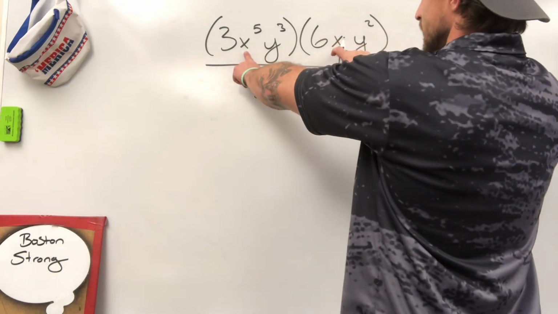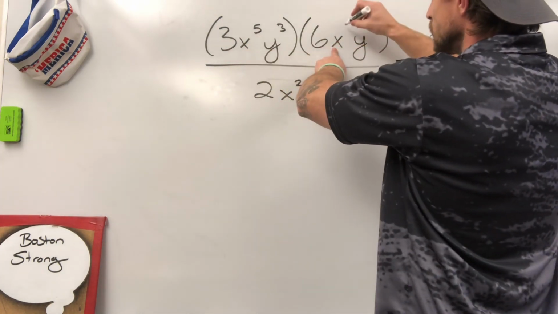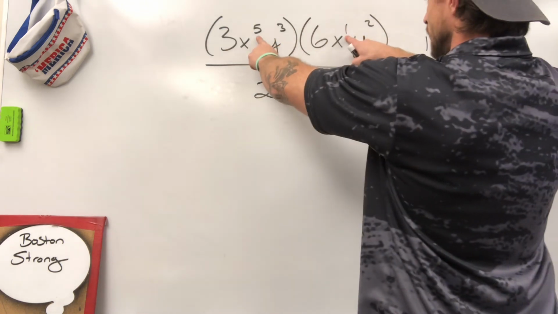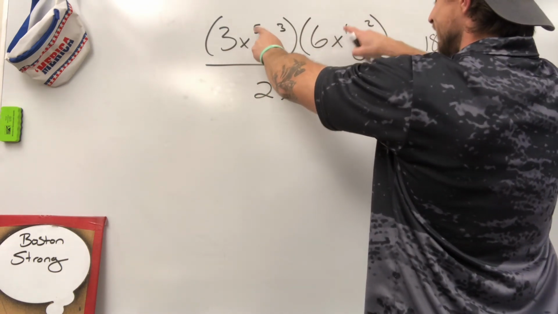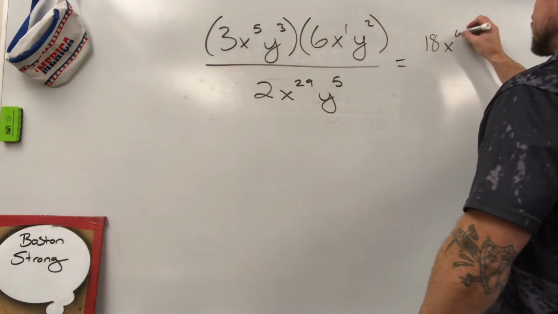And then I go to my x's. Now I got x to the 5th. I tell my students to draw the 1 there so they don't forget about the fact that there's a 1 there. When you're multiplying bases that are the same, what do we do with our exponents? We add them together. That gives me x to the 6th power.